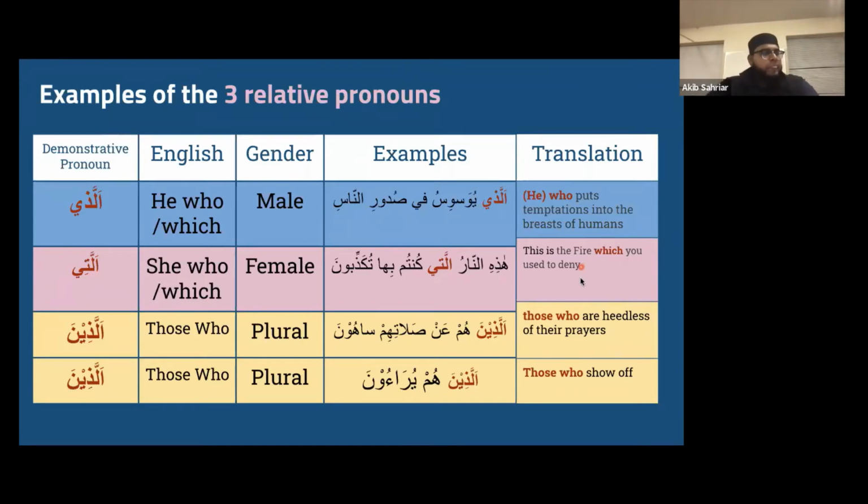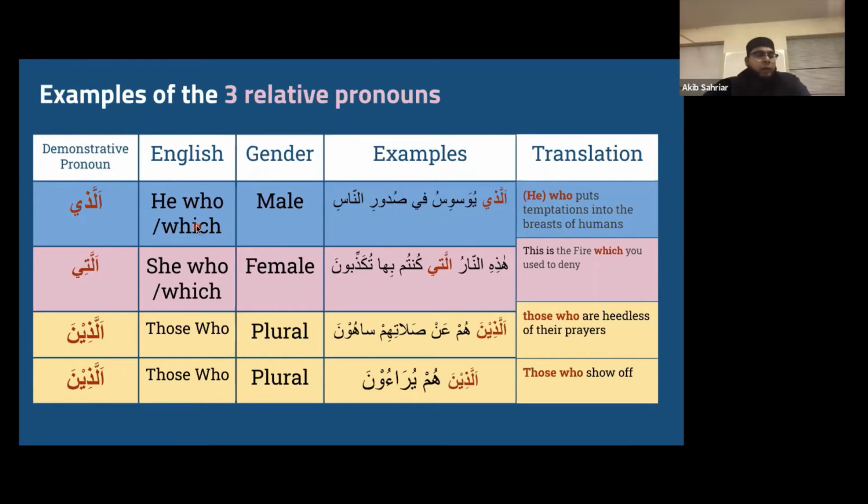So yeah, the noun here is alladhi, which means he who or which. If it's referring to a male person, then he who. If it's referring to a non-living noun, an object or a place, then which would be the word it's translated to. For example, the book which contains guidance: Al-Quran alladhi fihi hidayah. That book which contains guidance.